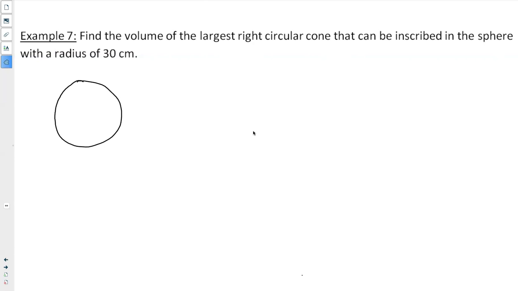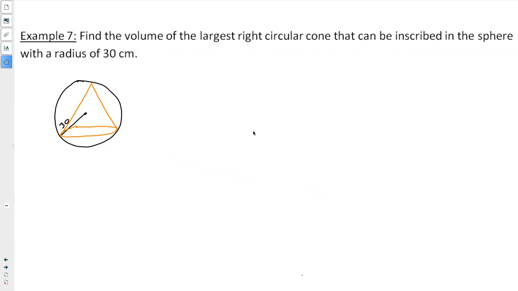Hopefully my drawing is going to be okay here. Okay, so we have 30 centimeters as our radius. Okay, we want to fit a cone inside of this sphere. Okay, so again, bear with my drawing skills here, please. So there is the base of the cone, and we want to find the maximum cone. There's our cone. Actually looks pretty good.